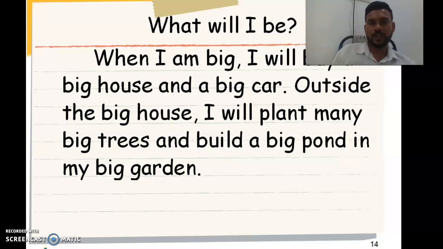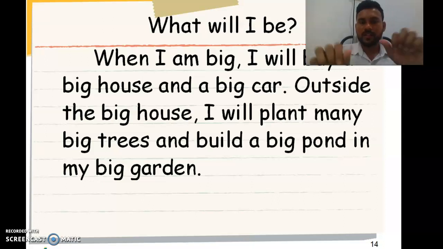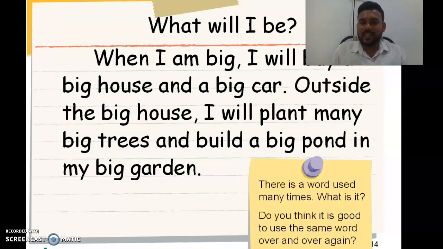Now, I'm giving you a little exercise. Look at it. When I'm big, I'll buy a big house and a big car. Outside the big house, I'll plant many big trees and build a big pond in my big garden. Big, big, big. There's a word used many times. What is it? Do you think it is good to use the same word over and over again? For adults and professional students, it may look like childish teaching, but there is something that you learn, and this is the point where you need to learn what you do not know.